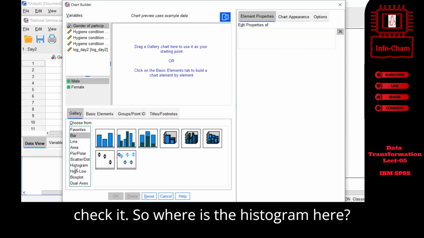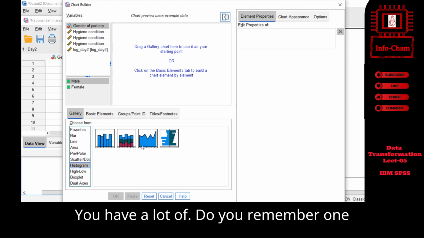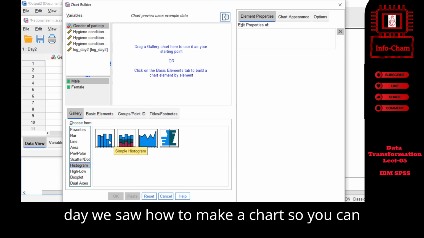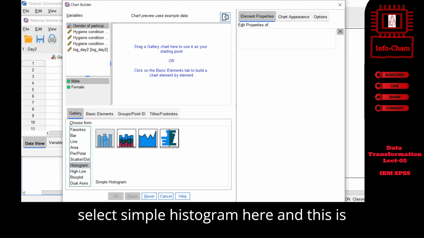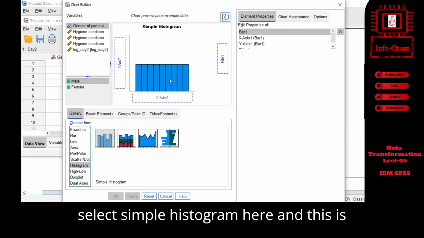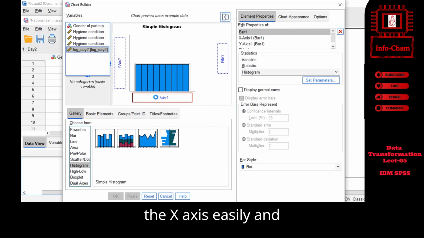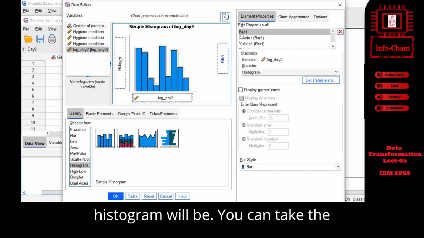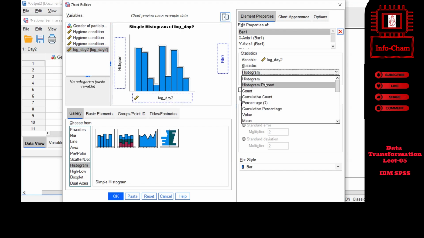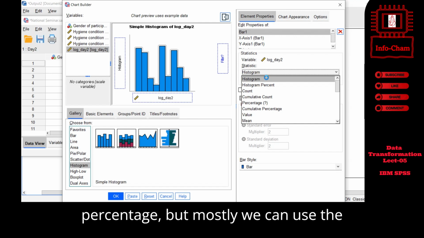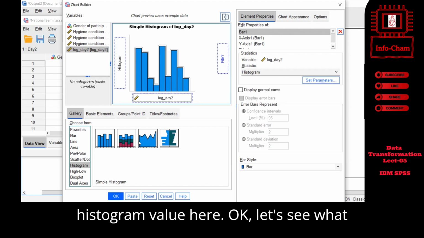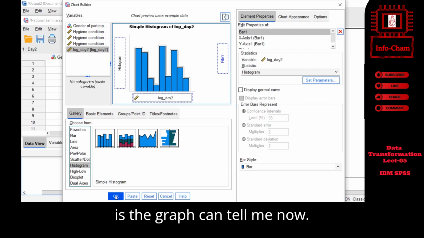So where is the histogram? Here. Do you remember one day we saw how to make a chart? So you can select simple histogram here, and this is my new variable. I can take it into the x-axis easily, and for the histogram you can take the percentage, but mostly we can use the histogram value here. Okay, let's see what the graph can tell me now.